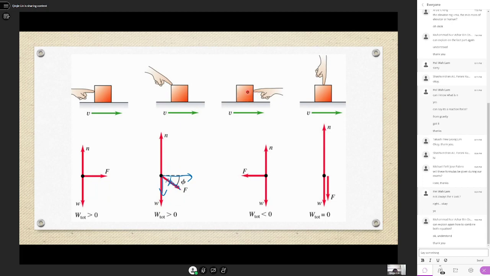If I look at the third one here, the object is moving to the right, but you apply a force against it. So the work done will be negative, because of the different direction. Then the last one: the object is moving to the right, but you press downwards. The force is totally perpendicular to the motion, so by the definition of work done, the work done will be 0. Not positive, not negative, but 0. It's not counted at all.